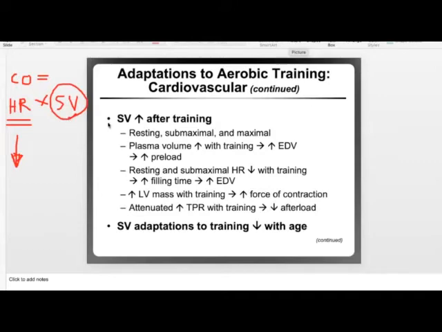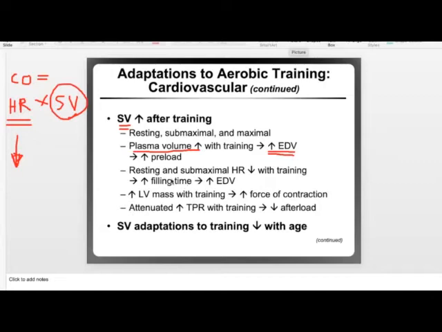So how does that happen? Well, stroke volume is the amount of blood that can actually get squirted out of the heart when the heart contracts. So if there's more blood, that's going to help. What happens is the plasma volume increases. There's more liquid, more plasma fluid. And if there's more plasma fluid, that's going to increase the amount of blood that can actually get sucked into the heart.